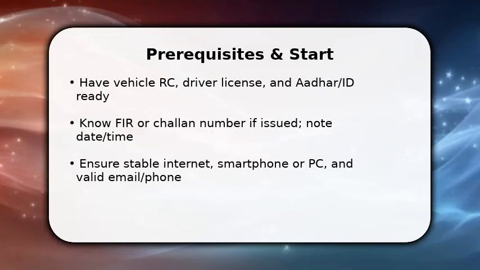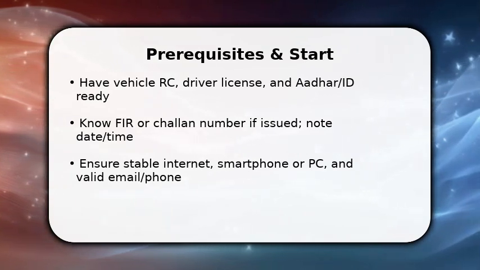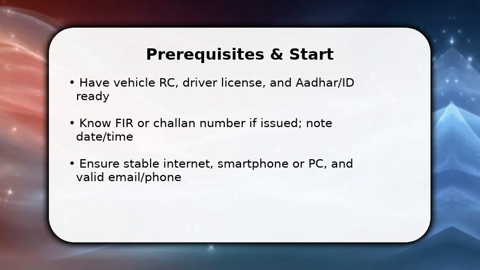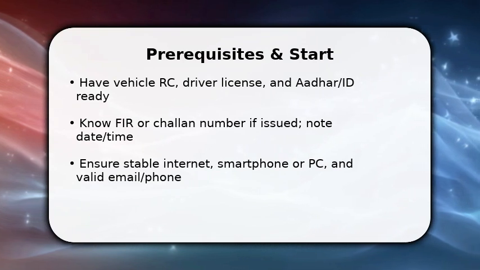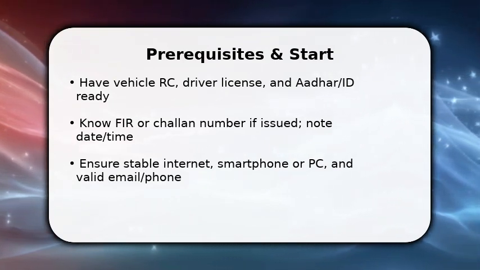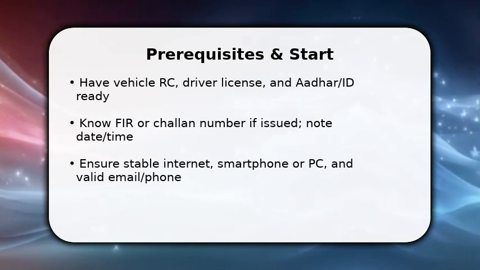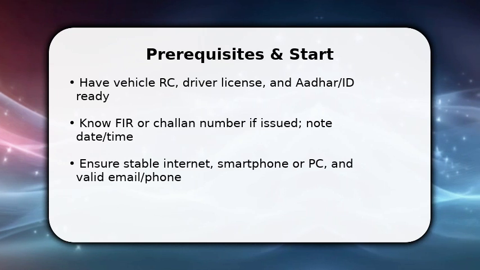You start by confirming prerequisites: RC, license, and a government ID. Once done, open the official traffic Loka Adalat portal or designated state portal and choose e-token issuance. Enter basic case identifiers like challan number or FIR and the vehicle registration. This locates your record. Make sure your phone number and email match the ID for OTP verification.